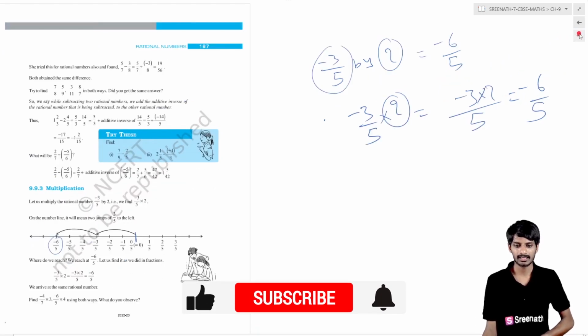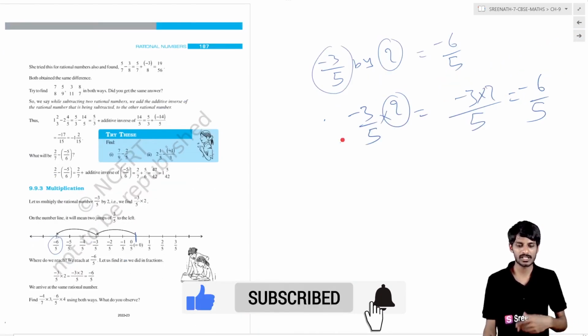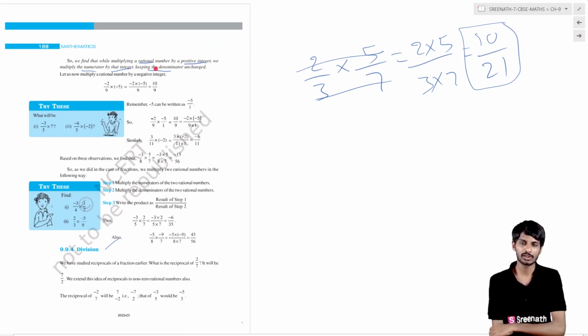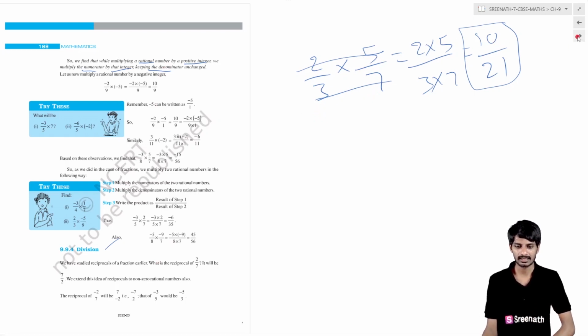And another thing is multiplication. If you want to multiply a rational number by an integer, just multiply the numerator of the rational number by the integer. That's it. If you want to multiply two rational numbers, first multiply both numerators, and next multiply both denominators. That's it. You get the final result.